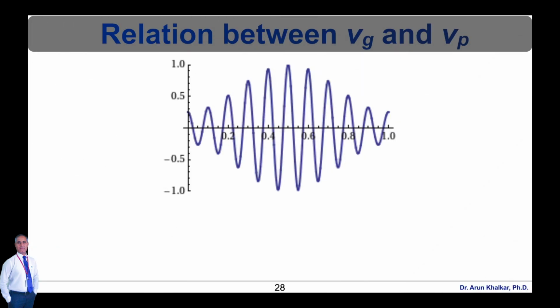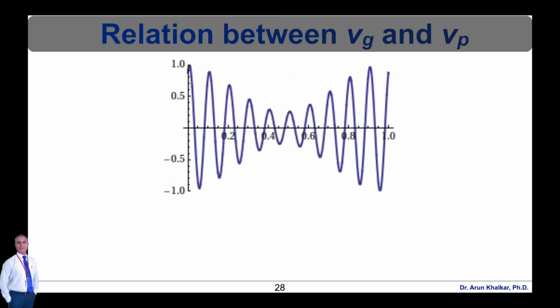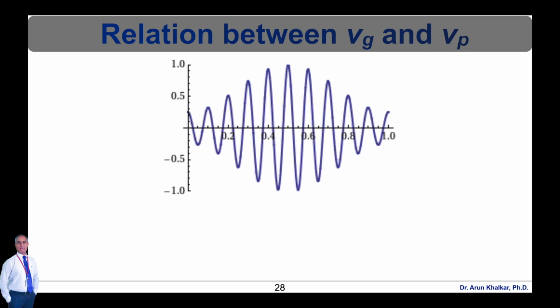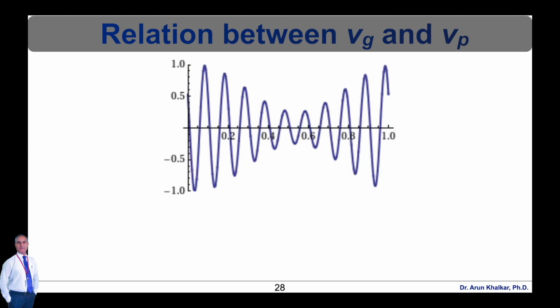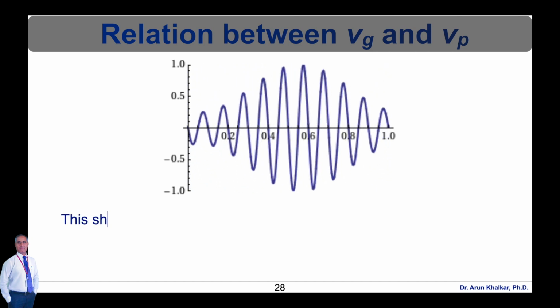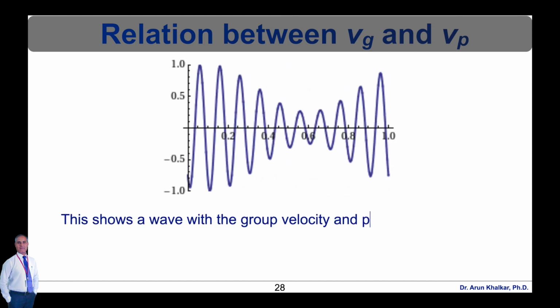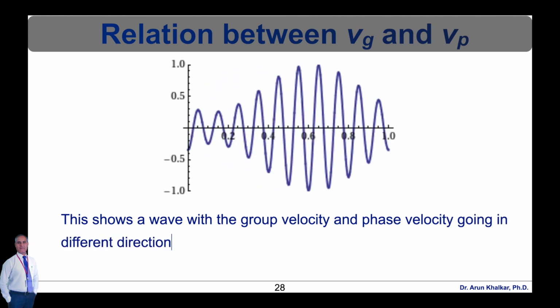This animated figure shows a wave with the group velocity and phase velocity going in different directions. The group velocity is positive while the phase velocity is negative.